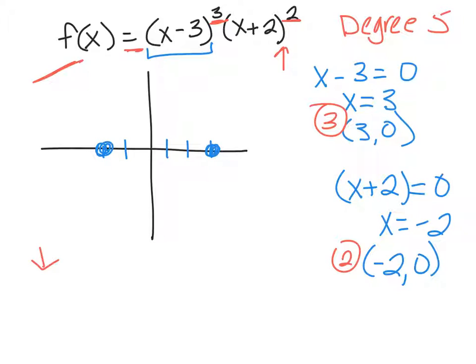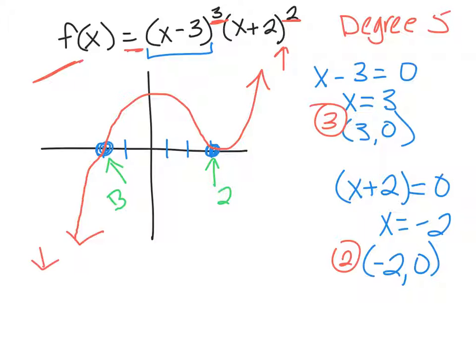So this first one here is going to go through, then it's going to turn and bounce. Now, at any point, I highly suggest putting it into your calculator so you can see what it looks like, but by rules of multiplicity, this was a 3, so it happened 3 times, so it went through. This happened 2 times, so it bounced and went in the same direction.